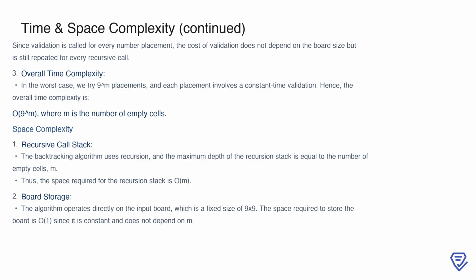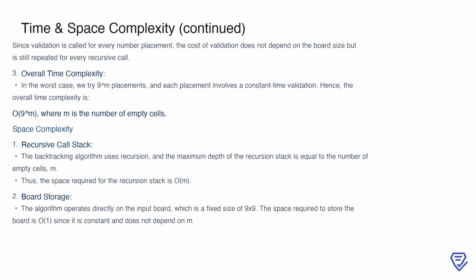This gives us the overall time complexity of the algorithm. In the worst case, we have up to 9 to the power of m placements, and each placement involves a constant time validation process. Combining these, the overall time complexity is 9 to the power of m, where m is the number of empty cells.